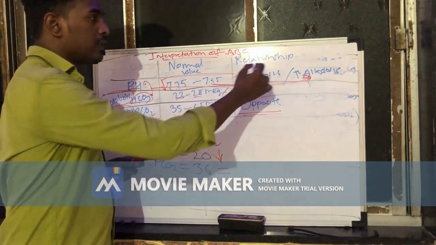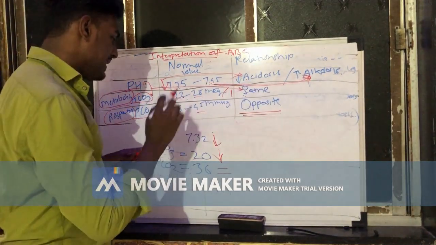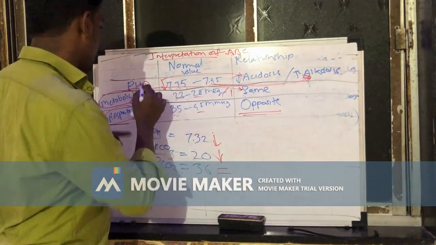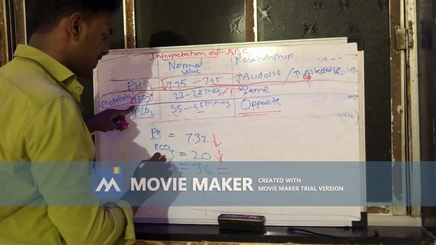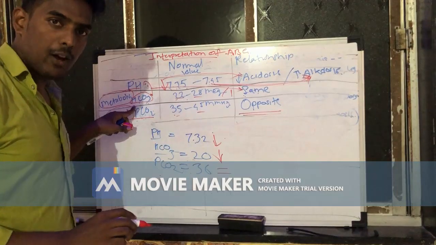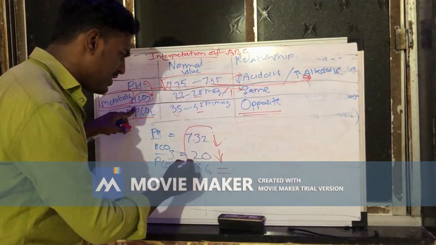Now we will look at the relationship. What I said is that pH and SCO3 should have the same relation. So here in this example of ABG, it's showing the same relation.